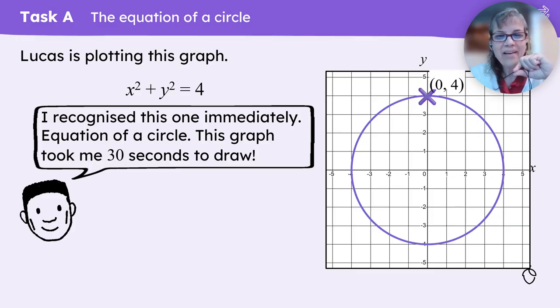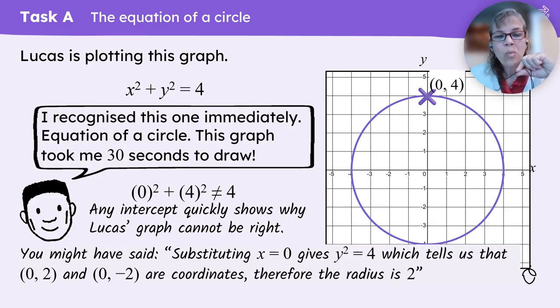Well, if you take any coordinate point, like (0, 4), and you try to put that into the equation, you can see that 4 squared doesn't equal 4. What he should have done was take the root of 4, which means 2, and therefore the radius must be 2 for this circle.